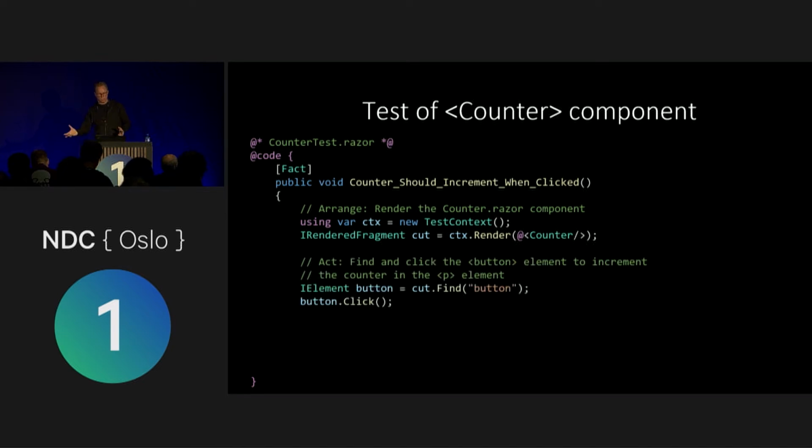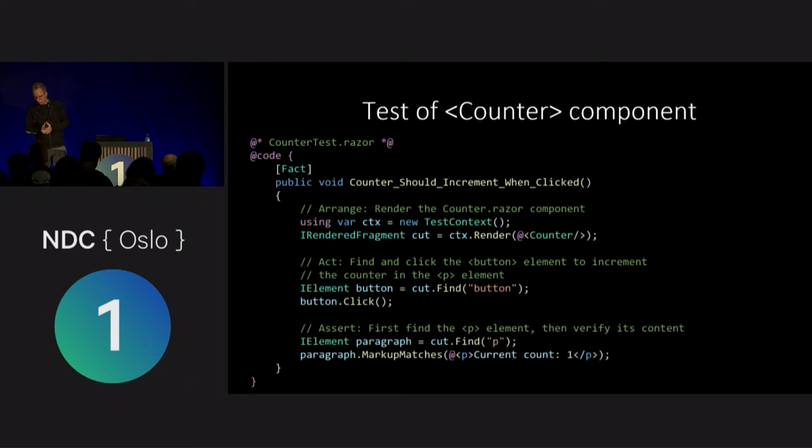And once we have the CUT, we can go ahead and use the find method that takes a CSS selector, and that will give us the button that we want to attempt to click. And once we have that, we can use the event trigger method click. It should be quite obvious what's going on here. And once we click that, well, now we need to assert something. What we would like to assert is we go into the DOM tree again after we've done the click and find the paragraph element. And on that paragraph element, we can use bUnit's assertion method markup matches and say, well, now I expect the paragraph element to look like this. It should have current count: 1 in there. So that is sort of the hello world Blazor test, if you like, a bUnit test.